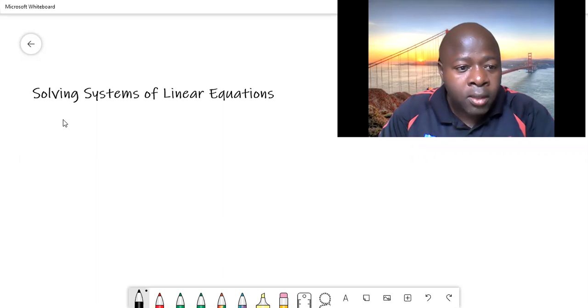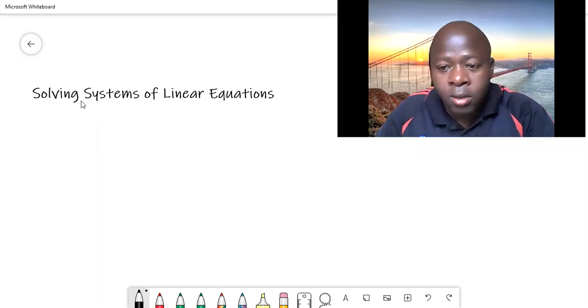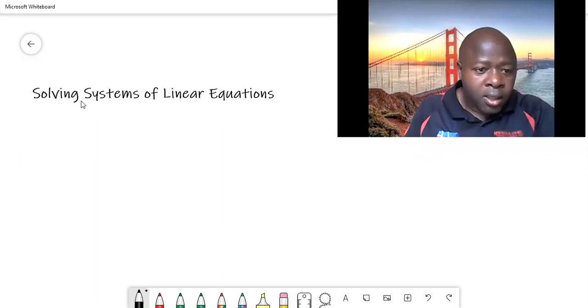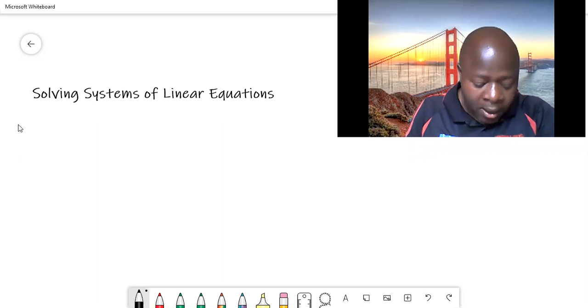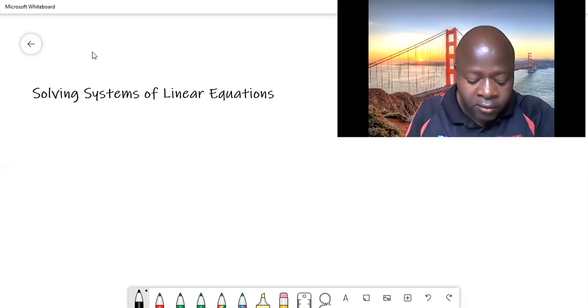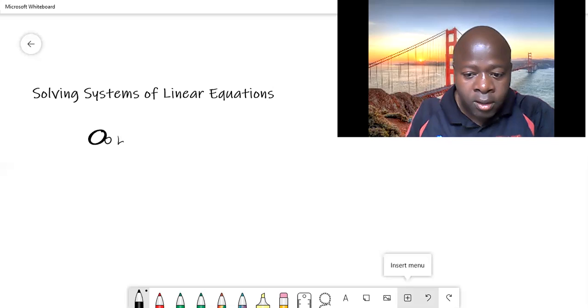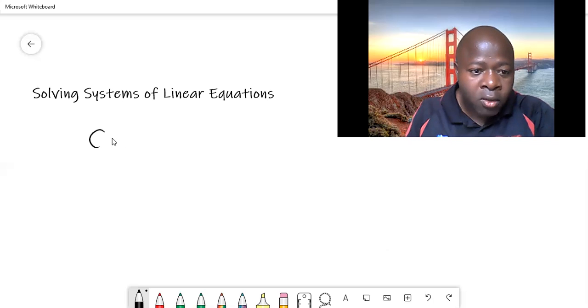You must be aware that when we talk of systems of linear equations, we mean a collection of linear equations. So to solve means getting solutions to this system. Remember that a system that has solutions is referred to as a consistent system, while that has no solutions is referred to as inconsistent.